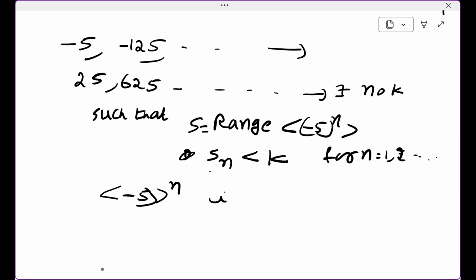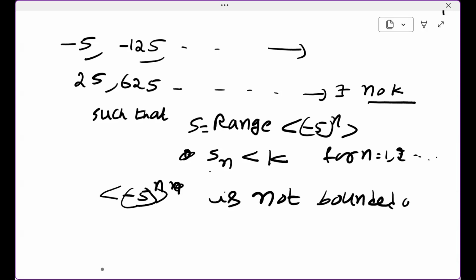Why is it not bounded above? Because there is no K such that Sn is less than K. Here the word "no" is important. There is no K satisfying this. Therefore, it is not bounded above. It is not bounded above because there is no highest number which can bound this. Not bounded.